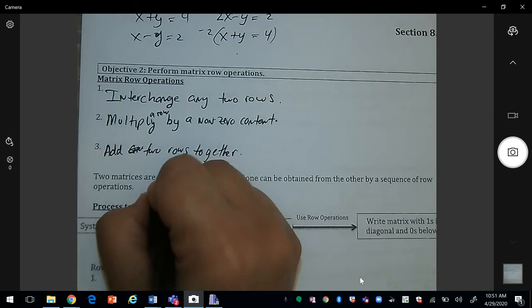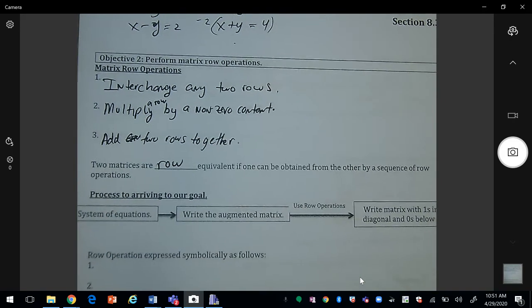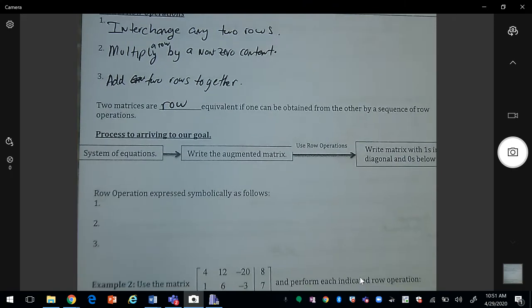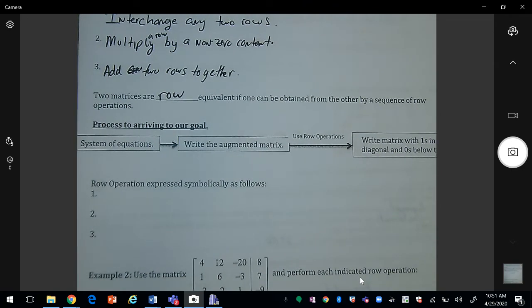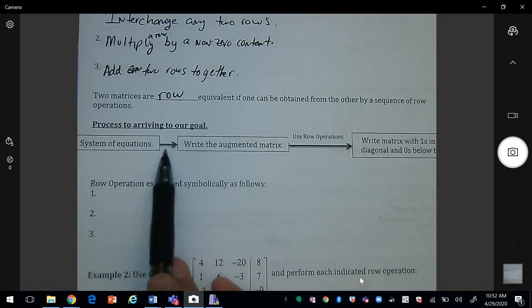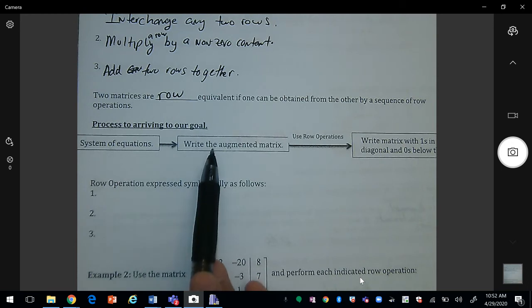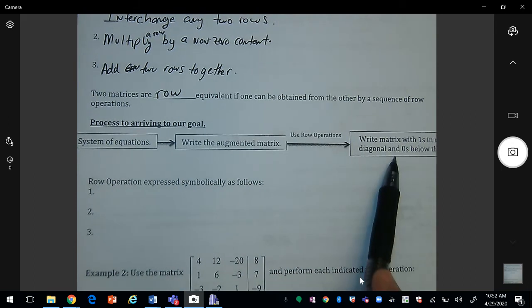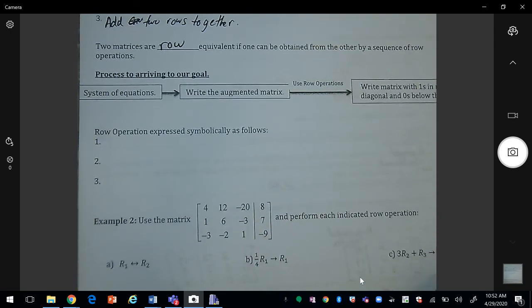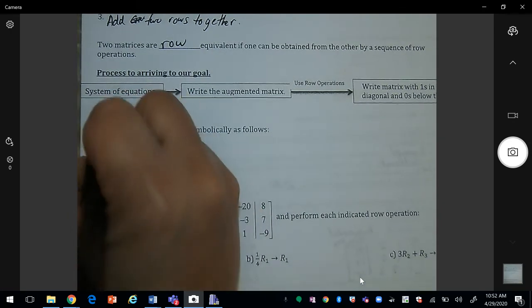So 2 matrices are row equivalent if one can be obtained from the other by a sequence of row operations. So again, the process to arriving to our goal, which is to solve for x and y, is going to be taken using these steps here, where we have your system, you write it as augmented matrix, use row operations, and then we end up with a reduced echelon form. So the symbols that we use for these operations are the following.